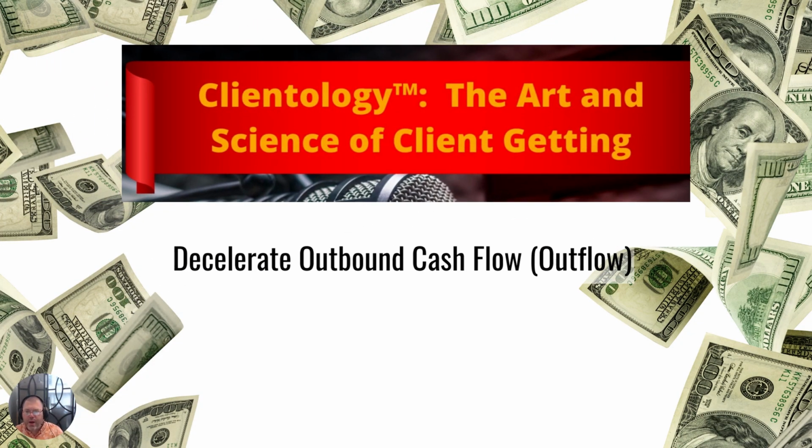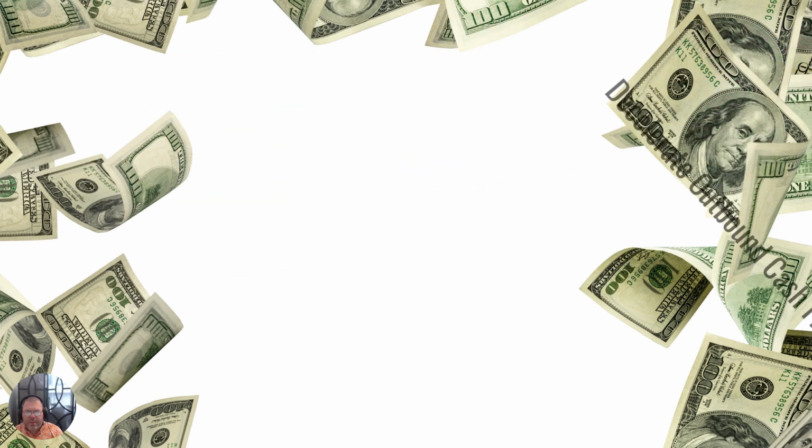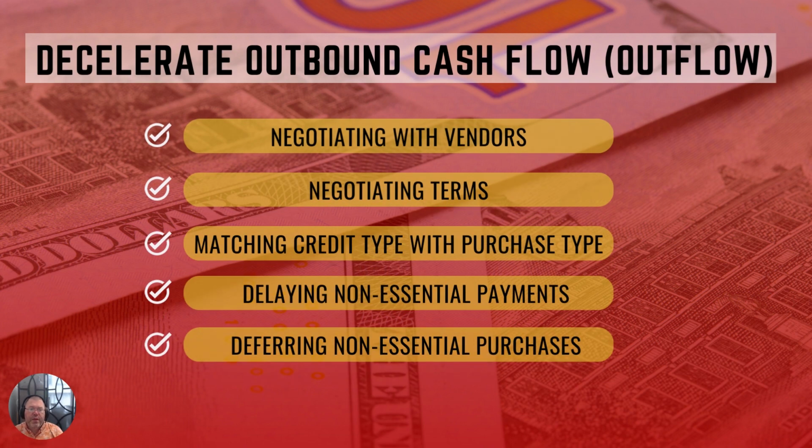Now, decelerating outbound cash flow, this is not a fun place. I don't spend a lot of time on it, but there are a few things you can do. And so here's my top five tips. Number one is negotiating with vendors. Again, if you could pay them in 30 days instead of 10, great for you. Just make sure it works for them. And the key is you negotiate it, you don't just assume. Negotiating terms, you can use credit cards, you can use bank loans. There are ways to slow down the cash flow.